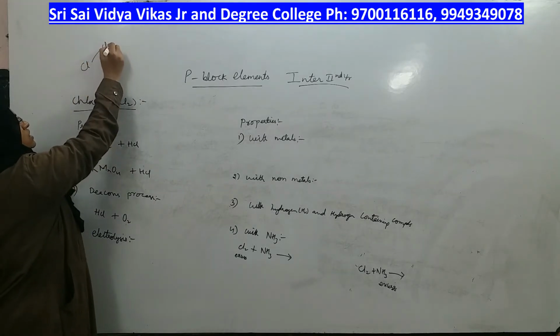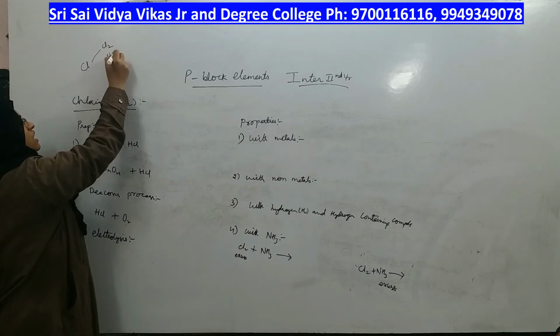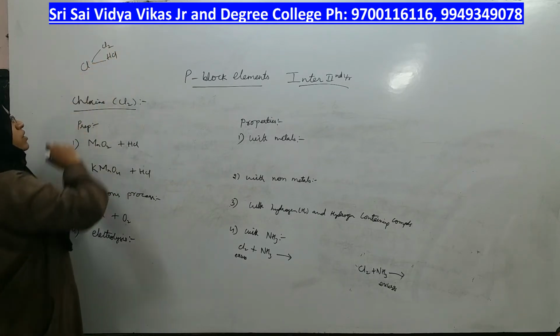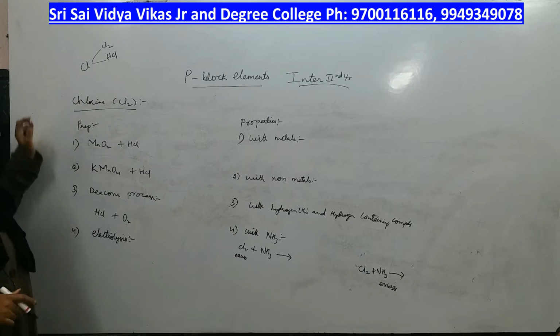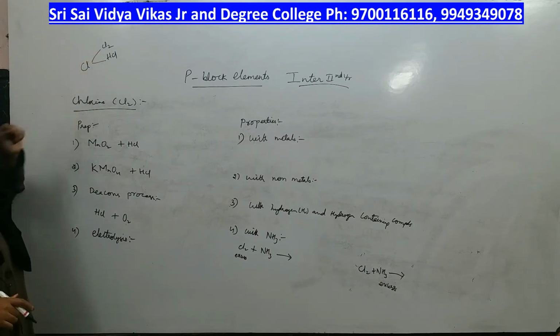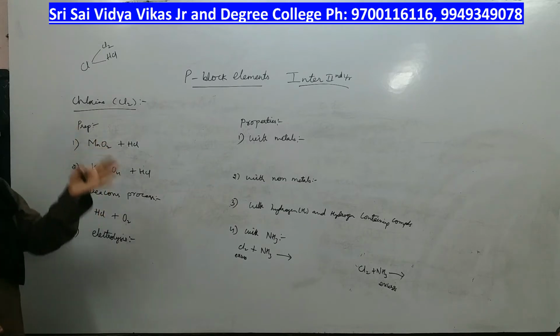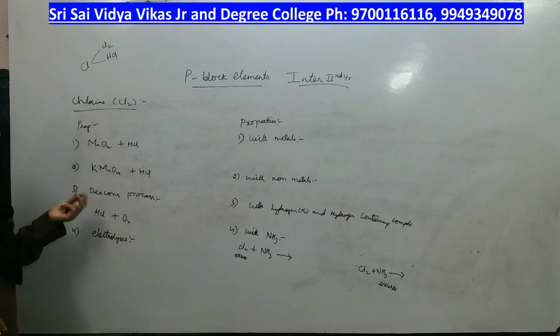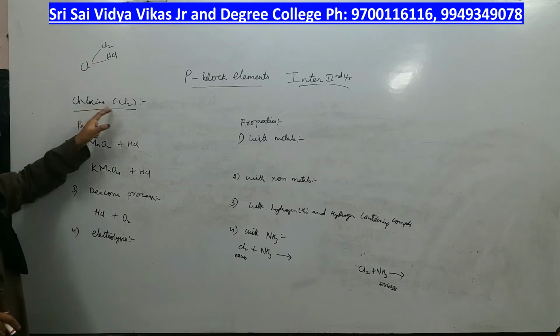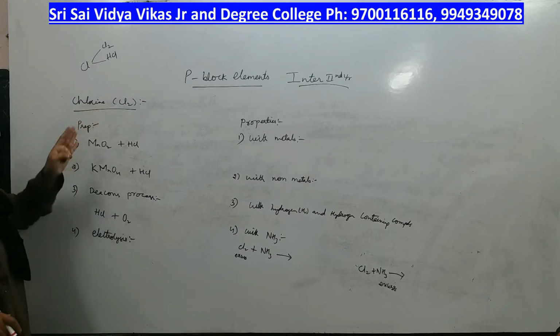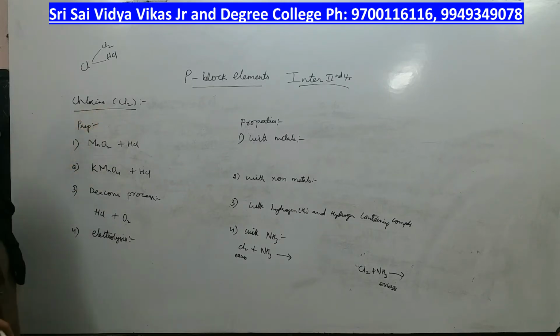The chlorine compounds are Cl2 and HCl, right? These are the two compounds of chlorine we will see. Coming to the first compound of chlorine, which is Cl2 gas, its preparation and its properties. There are many properties of chlorine because it is a very useful chemical. Let us look at the preparations first. How can you prepare chlorine?